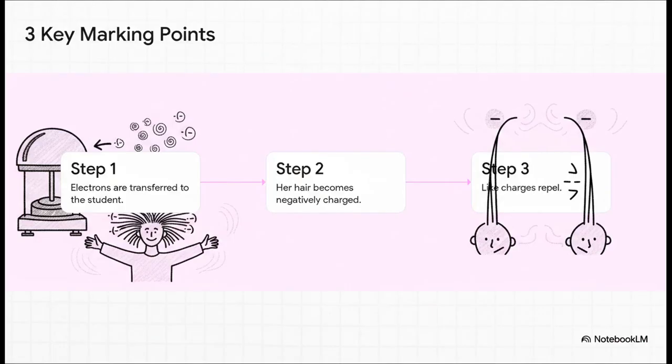So check this out. These are the exact phrases from the mark scheme. This is so important. Point 1, electrons are transferred to the student. You can't just say charge, you've got to be specific, it's electrons. Point 2, her hair becomes negatively charged. You could also say something like, each strand of hair gets the same negative charge. And then, the big finale, point 3, like charges repel. That's the core physics principle that makes everything happen, pushing each hair away from the others and making them stand up. 3 precise points, 3 easy marks.